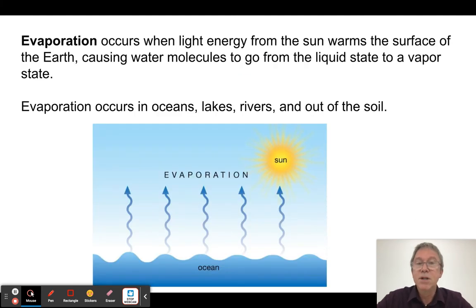Let's start with evaporation. So when the sun shines on a water surface, and I think 70% of the world's surface is covered by water, when the sun shines on, say, the ocean, water molecules at the surface get heated and they go from a liquid state into a vapor state. That's all that we mean by evaporation. It is a transition from a liquid state to a vapor state. It happens because of solar energy being absorbed, and it happens primarily on the oceans, but also in rivers, lakes, from the soil, and so on.